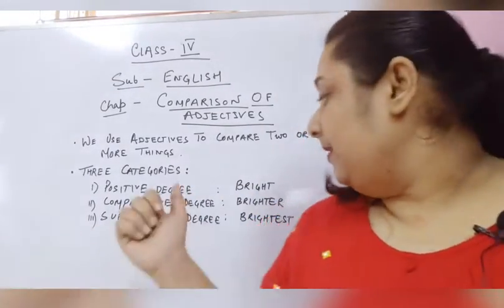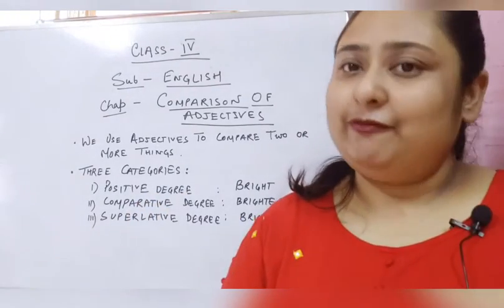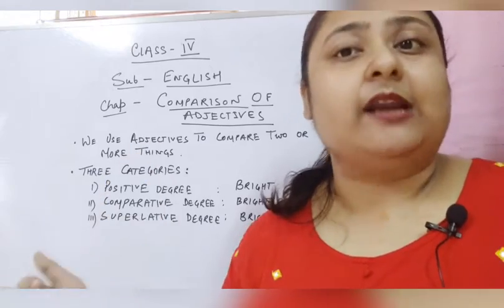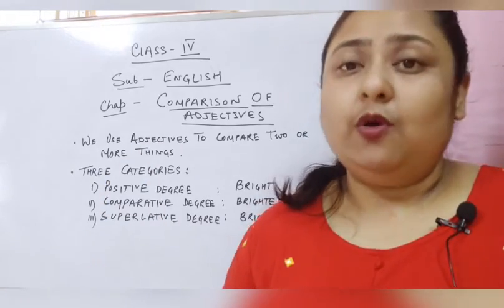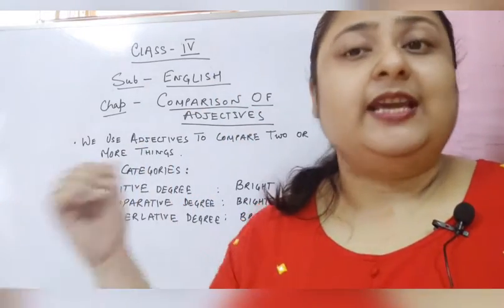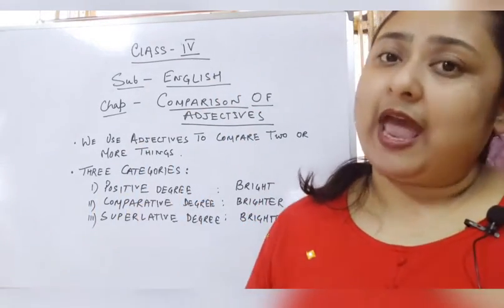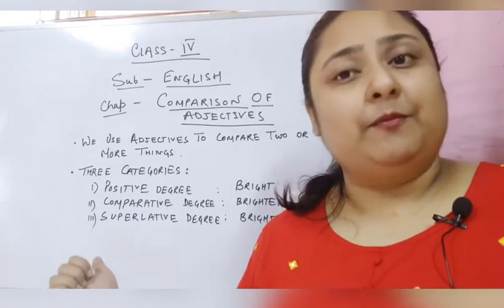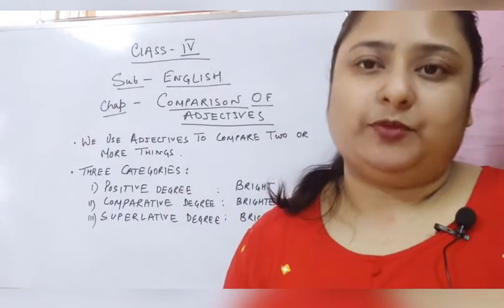For example, brightest. If we say that the sun is the brightest star in the solar system, so we are saying that the sun is the brightest one. est is the suffix that we add to the superlative degree usually, and here we compare more than two objects.